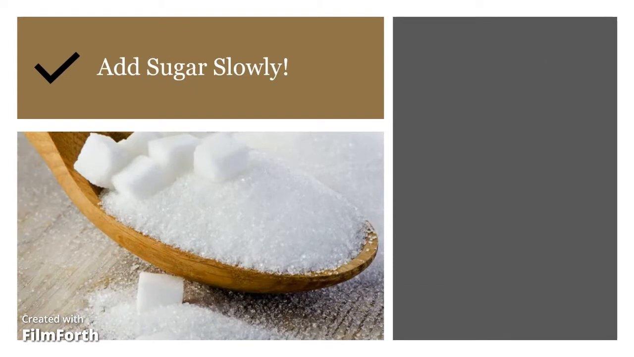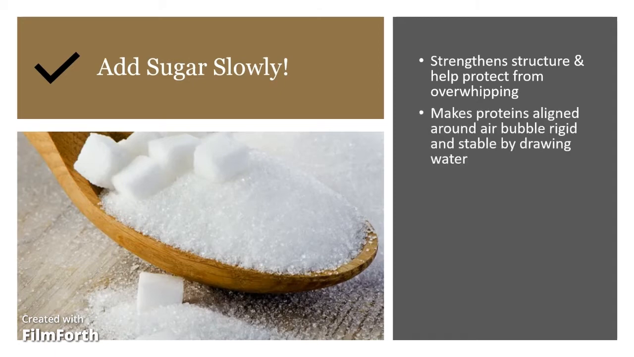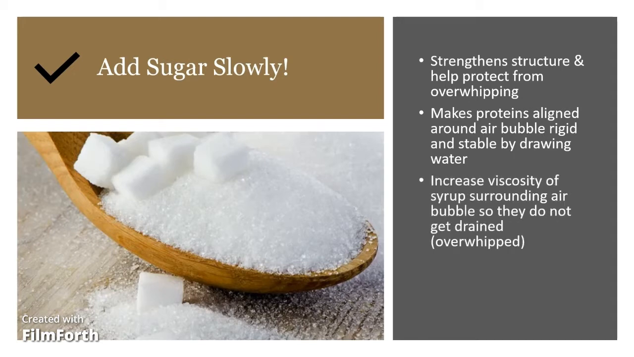Another tip is to slowly add sugar at the formation of soft peaks. Sugar stabilizes the foam as it draws water and dissolves, making the protein network around the air bubbles rigid and stable. It also increases the viscosity of the water surrounding air bubbles so that they do not get drained and cause over-whipping. However, sugar should not be added at the start as it will make it difficult for the proteins to denature and cause smaller air bubbles to be formed, resulting in a finer and denser foam.